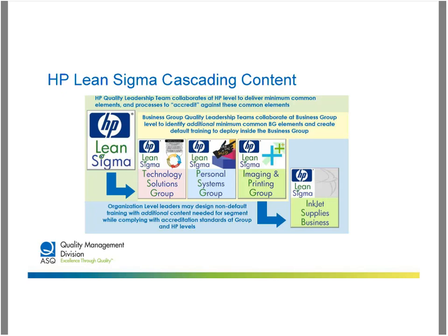Okay, so at HP, we ran a program for HP Lean Sigma. We said, there will be a central group, some set of tools such as Pareto charts, things of that type, that we would expect everyone at HP to understand how to do. But then there may be some other things appropriate for a particular business group, and maybe some things more appropriate for a particular business organization. So this is the way we set up the cascading content for the HP Lean Sigma program.